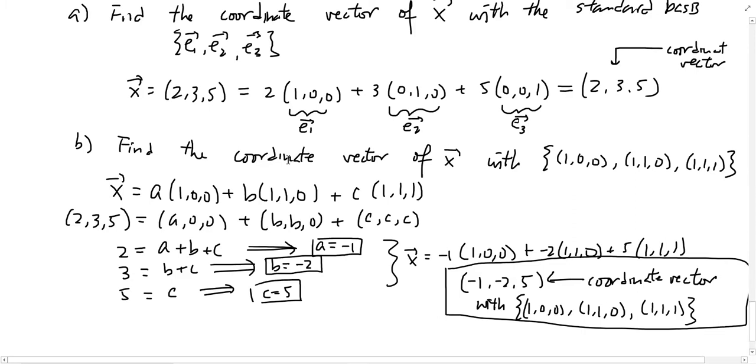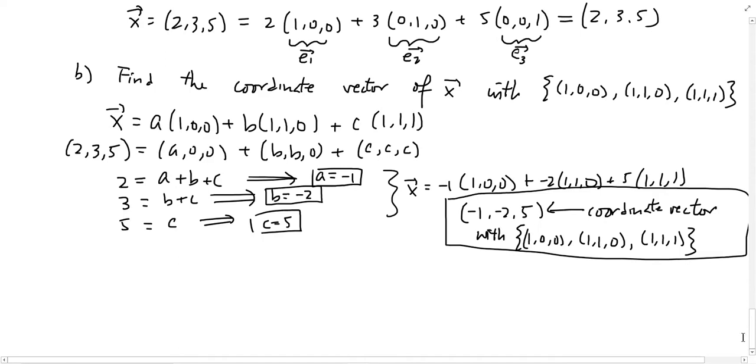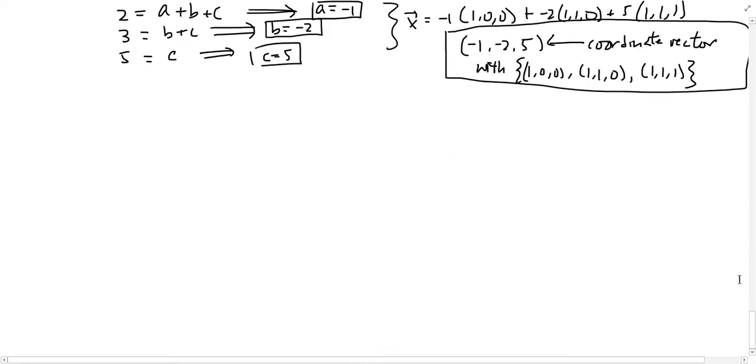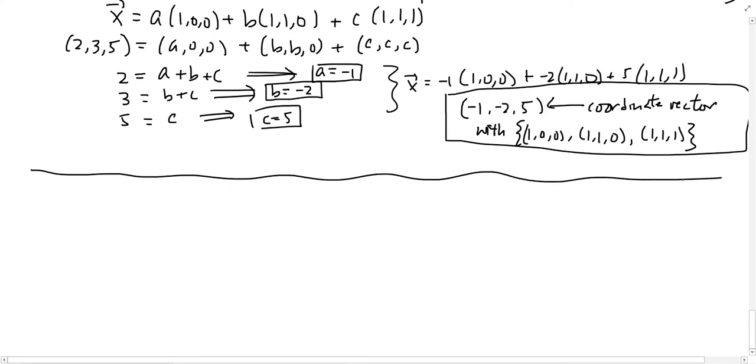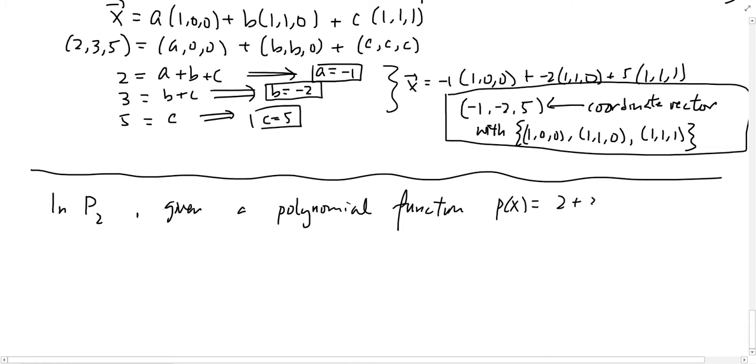Now, let's look at another example that hopefully shows you why we are talking about basis and coordinates. Imagine the following. Imagine the vector space P2. And let's say we're given an element in P2, a polynomial function, P of x, which is equal to 2 plus 3x plus 5x squared.